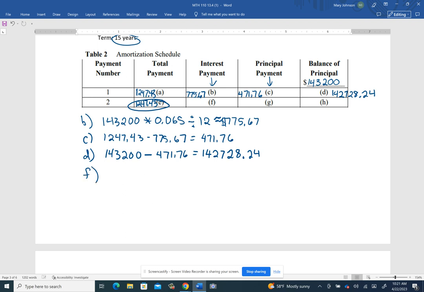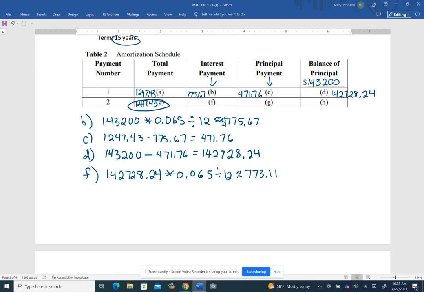To get F, we're going to find out how much interest we owe that second month. So we're going to take our principal that was at the end of the first month. That's how much you start off the second month owing. We're going to multiply by the interest rate and divide by 12. Okay. All right. And when we do that, we find that we owe a little bit less of our monthly payment goes towards interest.